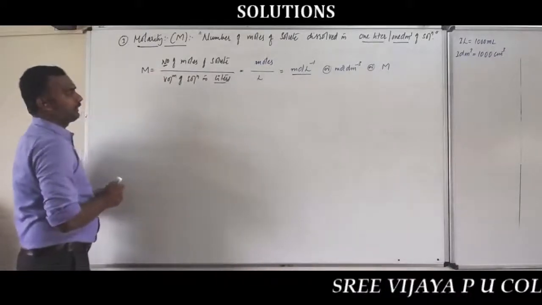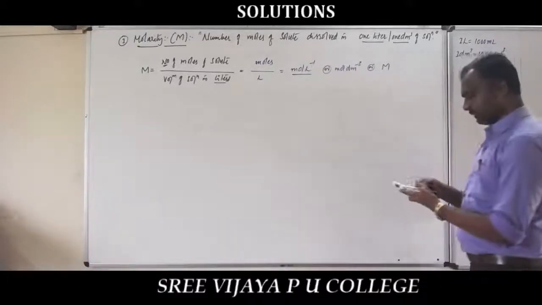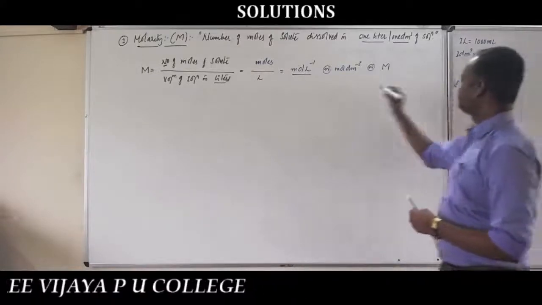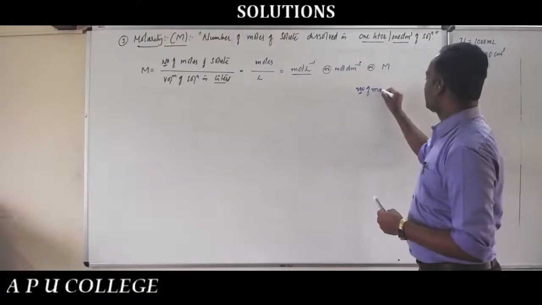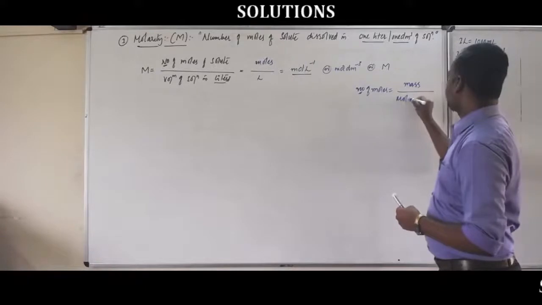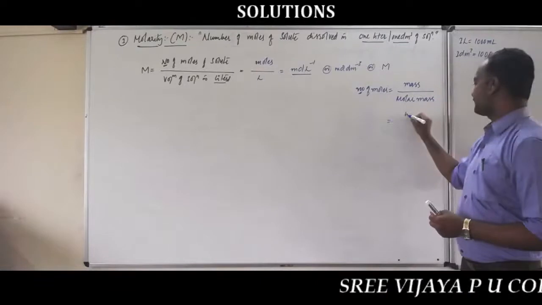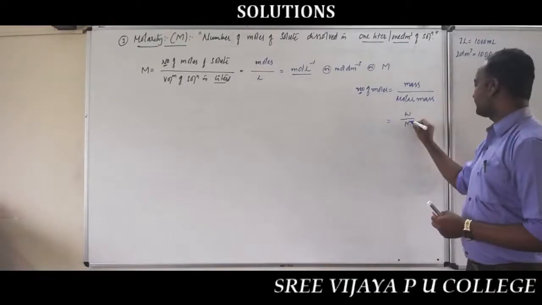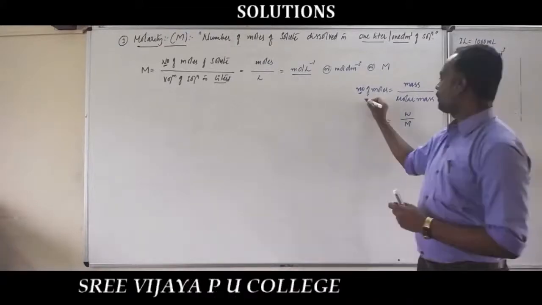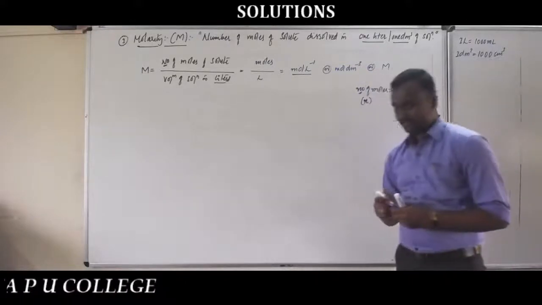Now mathematically, we have already studied the first question: what is the meaning of number of moles? Number of moles is equal to, very important, mass divided by molar mass. Mass is taken as W, molar mass is taken as capital M. So mass divided by molar mass is called the number of moles, indicated by N. You should know this. There we said number of moles of solute.